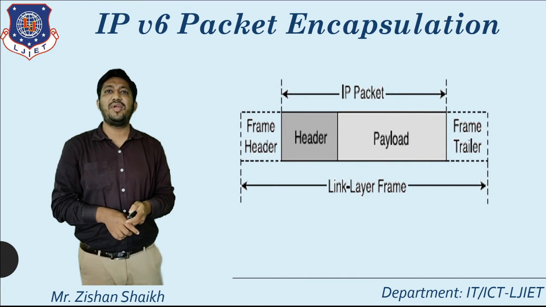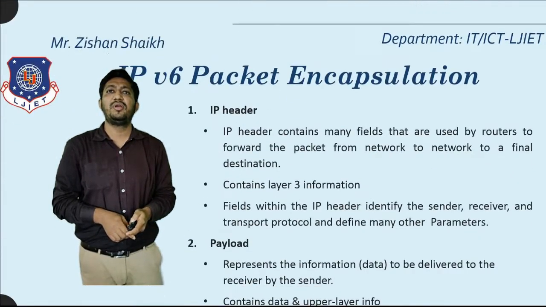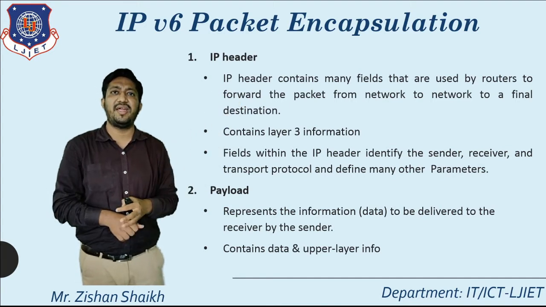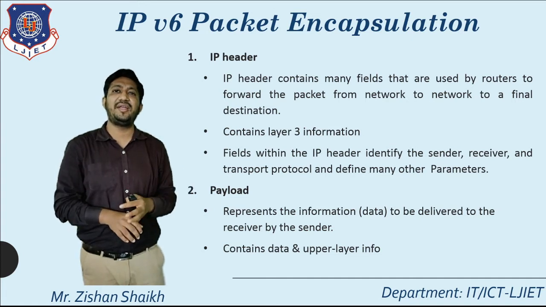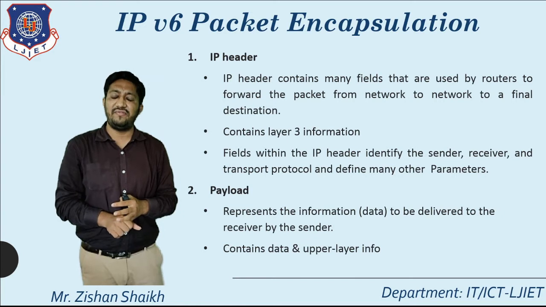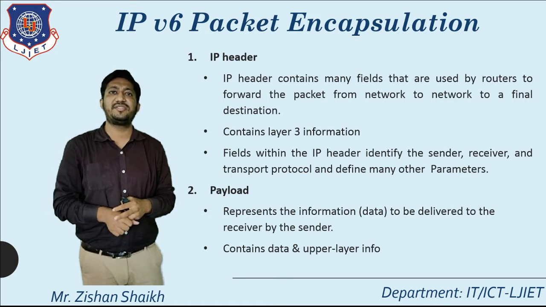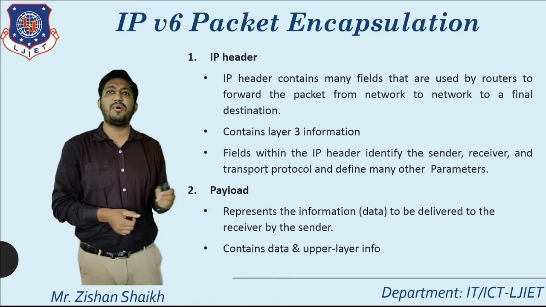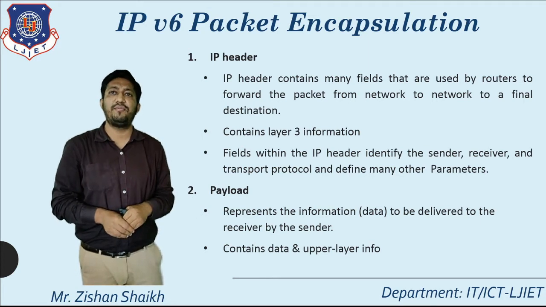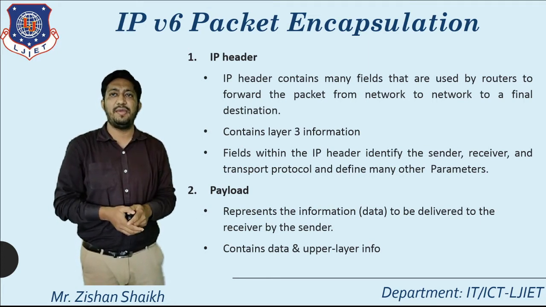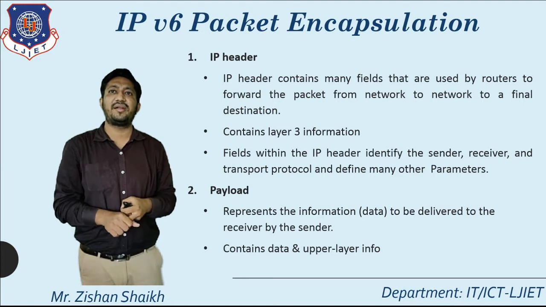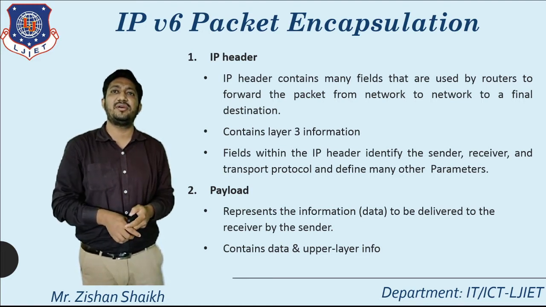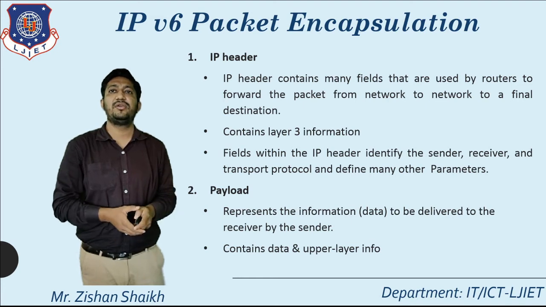When we are talking about the basic header field and payload, the IP header contains many fields that are used by the router to forward packets from source to destination. Basically it contains the information that identifies the sender, the receiver, and the transport layer protocol that will be used, whether it is TCP or UDP. The payload contains the original data which will be sent by our IP protocol. So the encapsulated format basically contains two things: the header, which contains the information, and the payload, which contains the basic information that will be sent by the user.